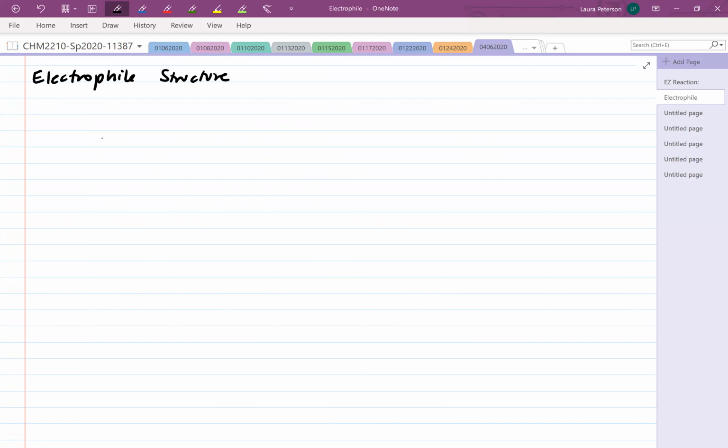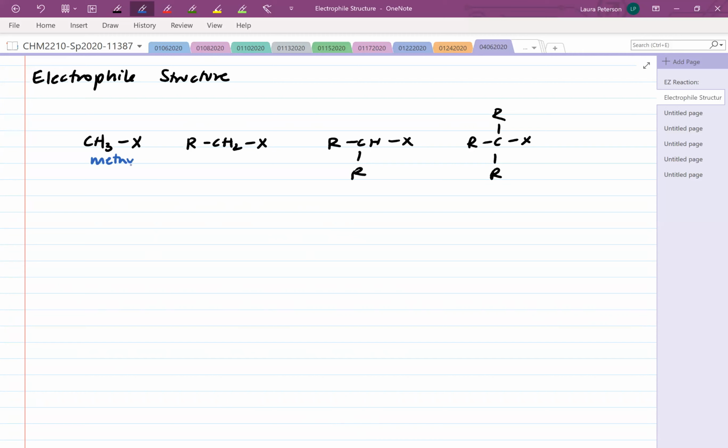All right, so let's write out the same series that we wrote for all of our other reactions. So we have the methyl, primary, secondary, and then tertiary halides. So first, let's look at the methyl halide. What's the deal with a methyl halide?